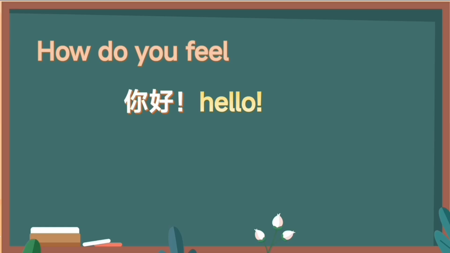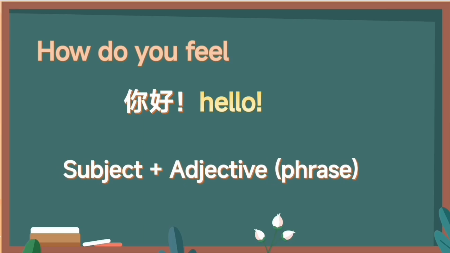But do you know 你好 is not just a greeting? It is an adjective predicate sentence. The basic structure is subject plus adjective phrase. In Chinese, most adjectives have the function of a verb. They can work as the predicate on their own without link verb, English to be, and the Chinese character 是.